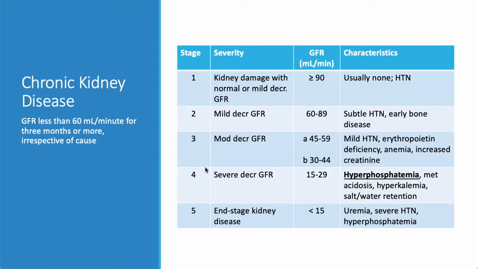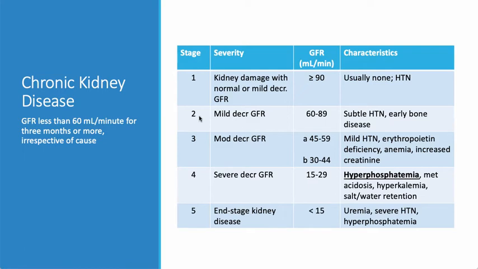We define CKD by the patient's glomerular filtration rate, or GFR. Patients who are at risk for kidney disease, who have a GFR greater than 90, are people like hypertensives and diabetics early in the disease. But we want to identify them early so that we can make sure that we take preventative measures to preserve their kidney function as much as possible.